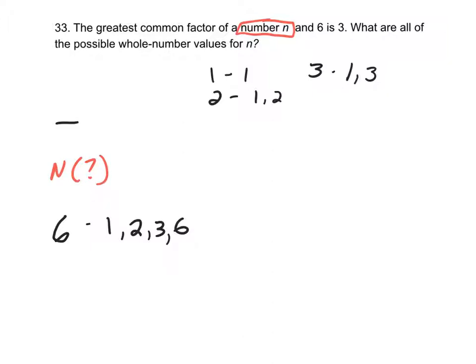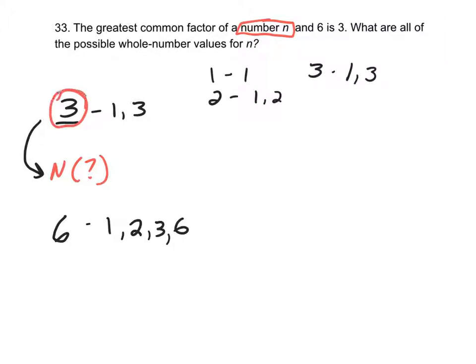3. So maybe 3 would work. So let's put 3 here. Let's pretend 3 is hiding underneath here, n. The factors of 3 are 1 and 3. Would that meet the criteria for the problem? What's the greatest common factor of some number and 6 is 3? Well, 3 would work because they share a 1 and they share a 3. So I'm going to circle.